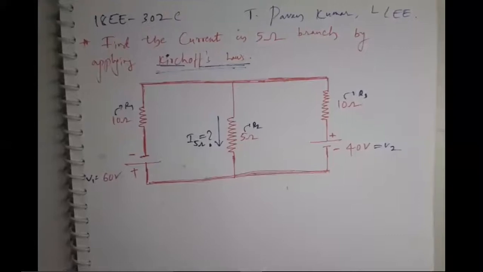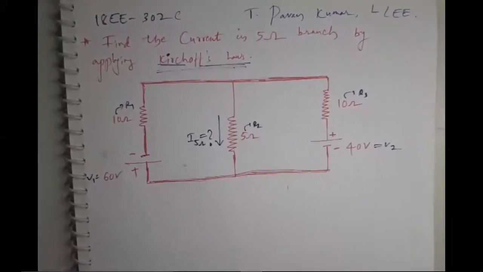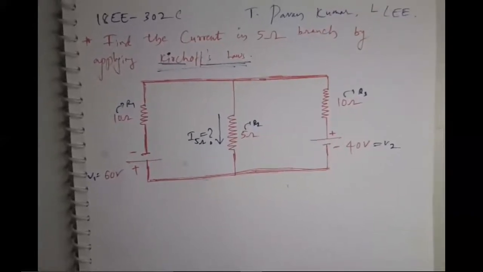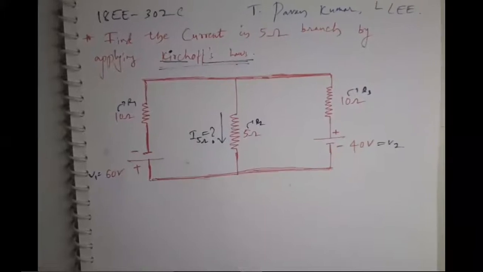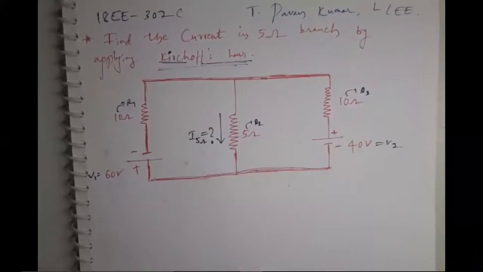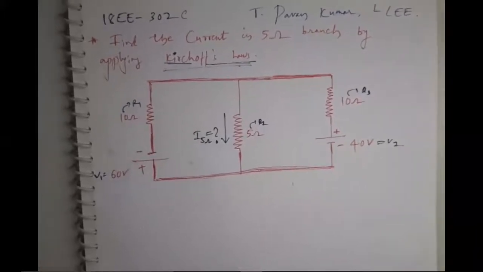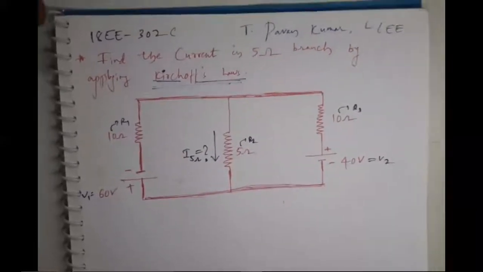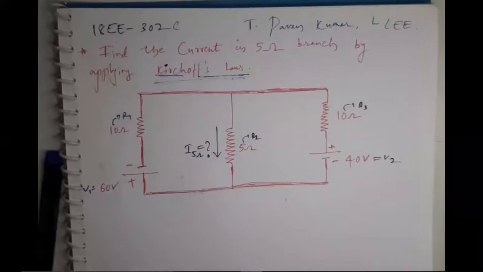For this, as per our previous session, we have two methods for writing loop equations: based on the branch currents, and based on the loop currents. Here we need to follow only one method, because by using that method alone we can solve all the equations. Let me follow the branch currents method first. I am following the method based on the branch currents.